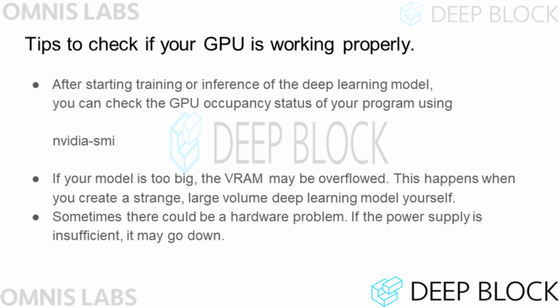A bug sometimes occurs when loading deep learning models onto a GPU device. This can happen when a VRAM out of memory error occurs due to the deep learning models being too large. Also, if the computer does not have enough power supply, the computer shuts down. Other problems are usually caused by bugs in the code or hardware problems.